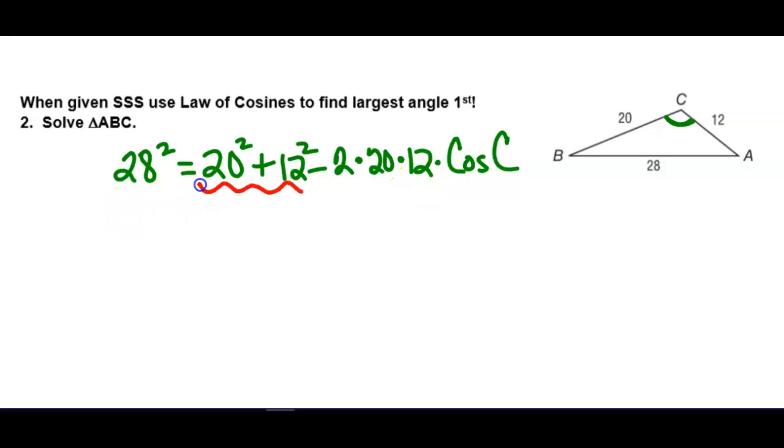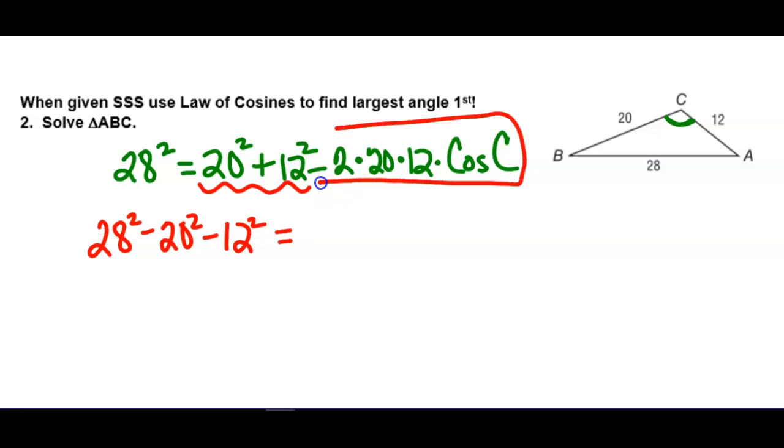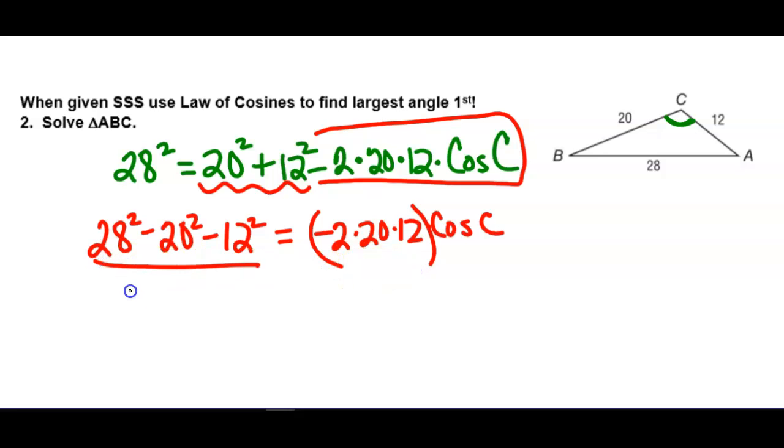These were both added, so we need to subtract them both over to the other side. What's left over here is all multiplied together, okay? So we have a negative 2 times 20 times 12 times the cosine of C. This is all multiplied together. So to get rid of that, we're going to divide by it.